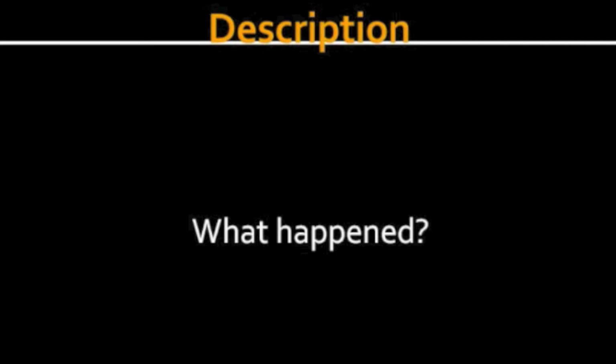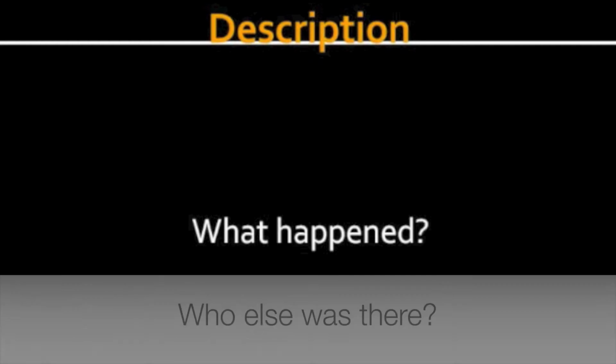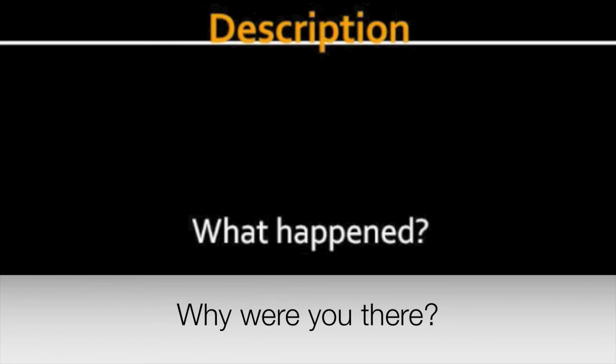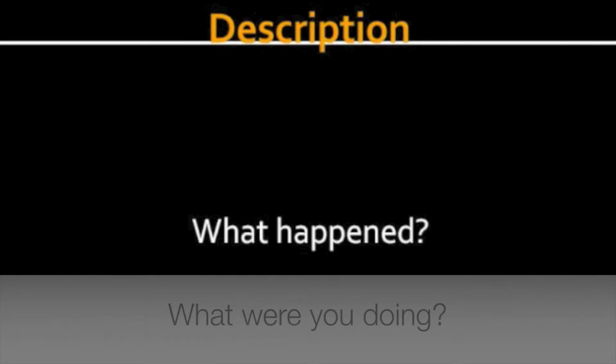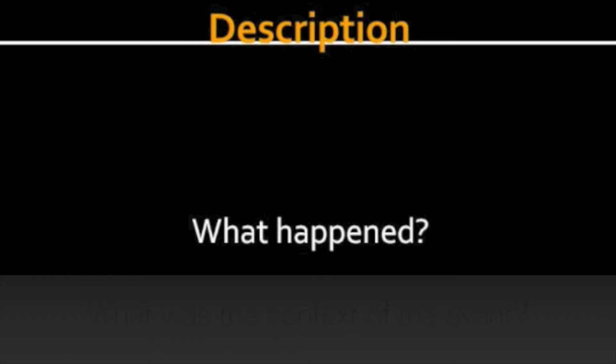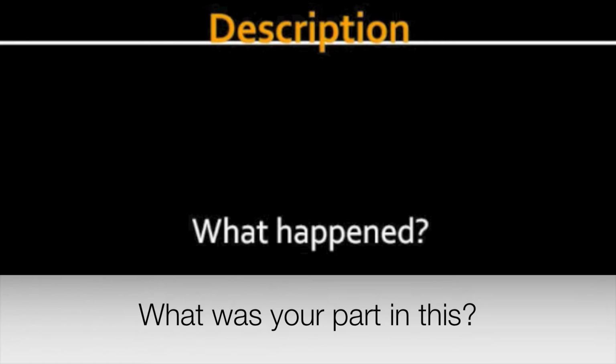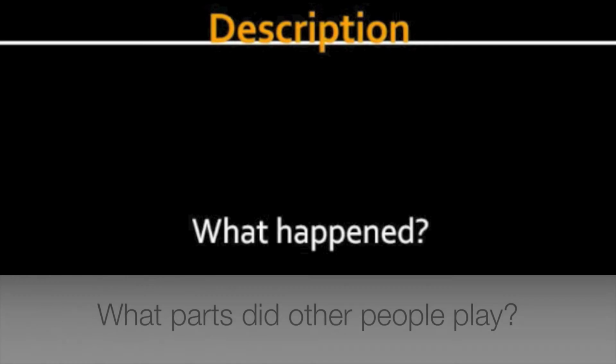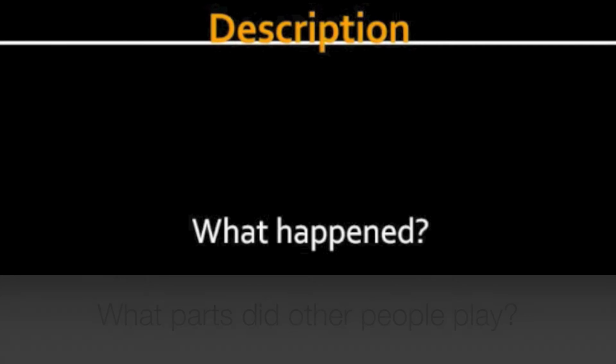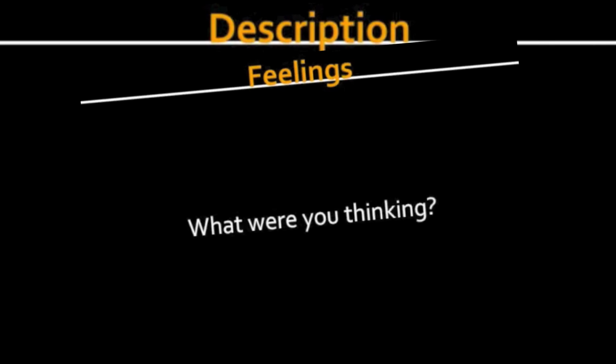Stage 1. Description of the event. Describe in detail the event you are reflecting on. Include: where were you? Who else was there? Why were you there? What were you doing? What were other people doing? What was the context of the event? What happened? What was your part in this? What parts did other people play? And what was the result?